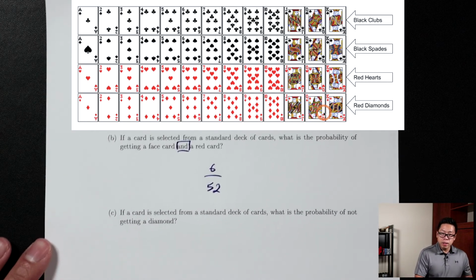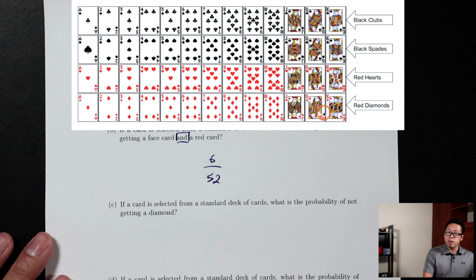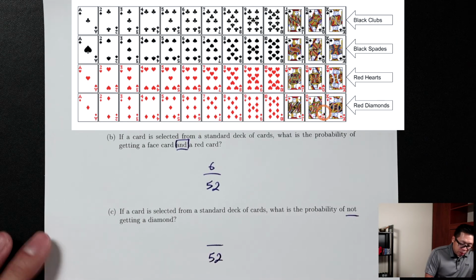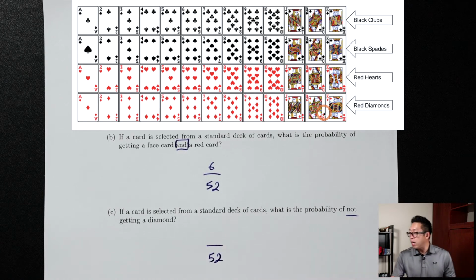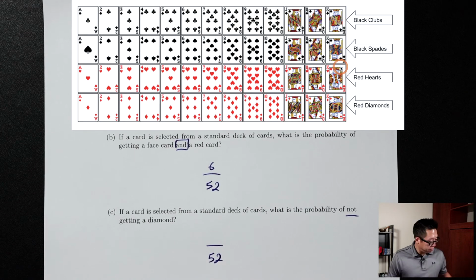Part C, if a card is selected from a standard deck of cards, what is the probability of not getting a diamond? So not diamond. The bottom will be 52 again. For the top, I want to count the not diamonds. So not diamonds would be the first 3 rows. Okay, so each row has 13 cards. 13 times 3 is 39.